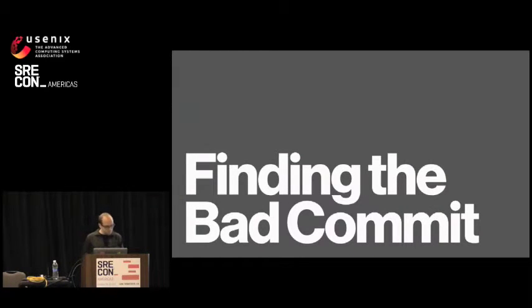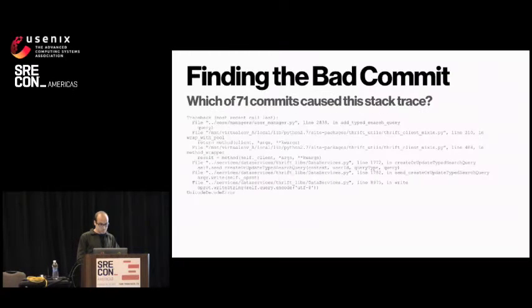So once we have all this, we actually have to find the bad commit. The problem we're trying to answer now is: we have a stack trace, we know what broke, and we want to say which of these 71 commits actually caused the stack trace. There are many different ways to solve this problem.